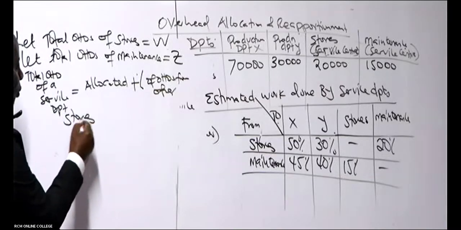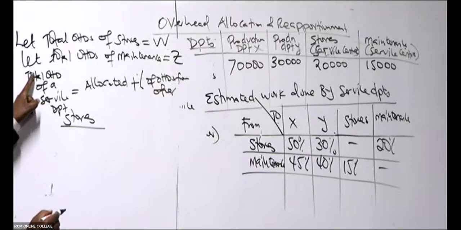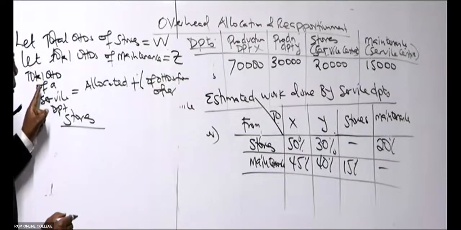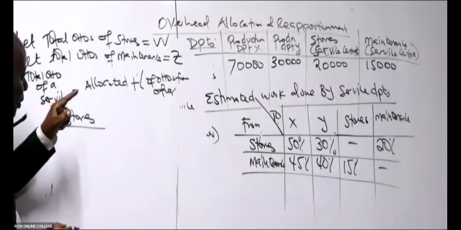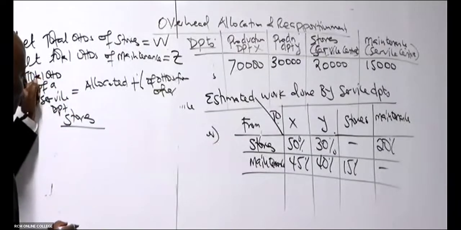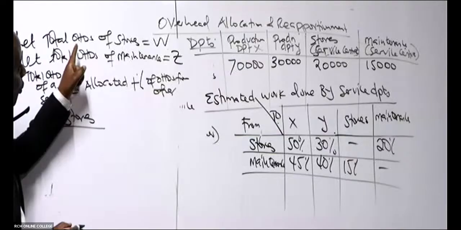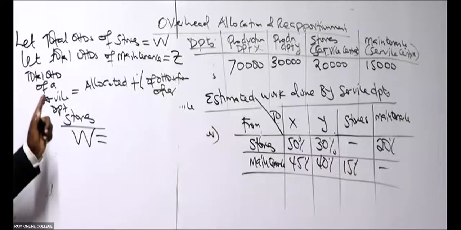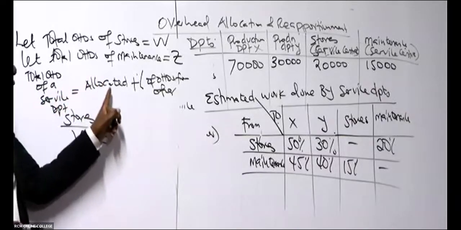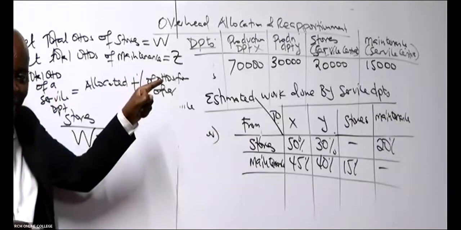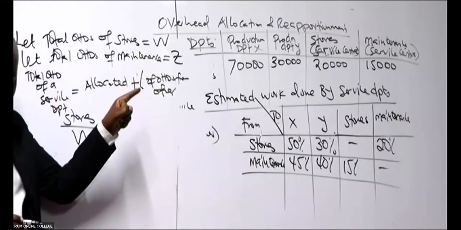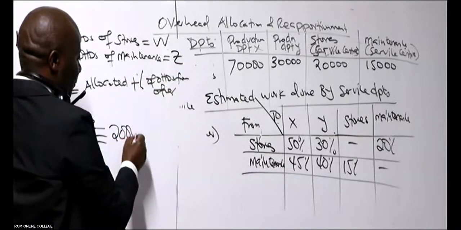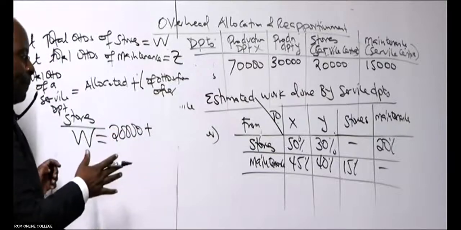So we'll start with stores. Let's create an equation for stores. What is the total overhead of our stores department? Is it 20,000? The total overhead of the stores department is W, which will be equal to the allocated. How much are we allocated to stores there? 20,000. The allocated is 20,000 because we wrote here allocated.